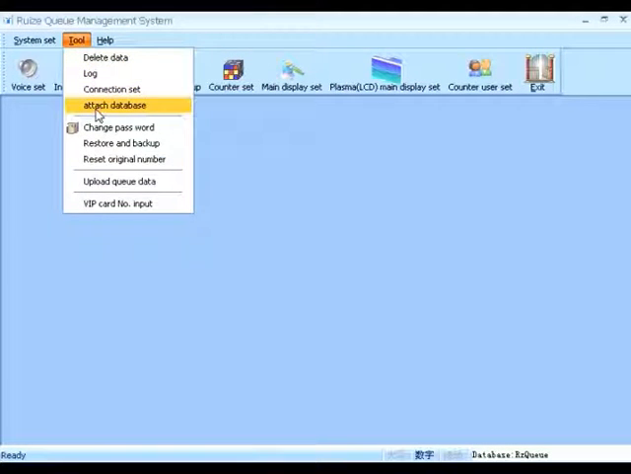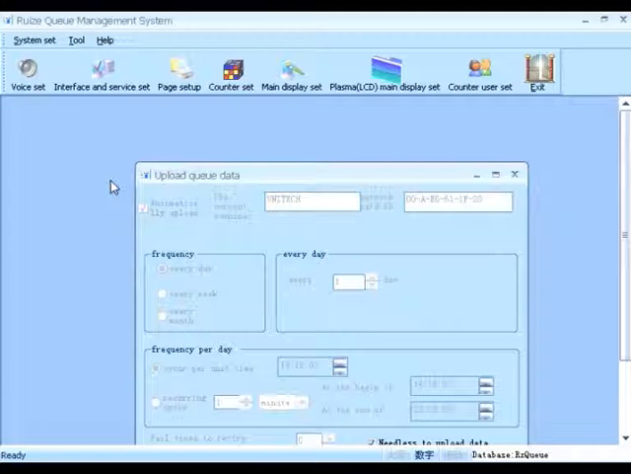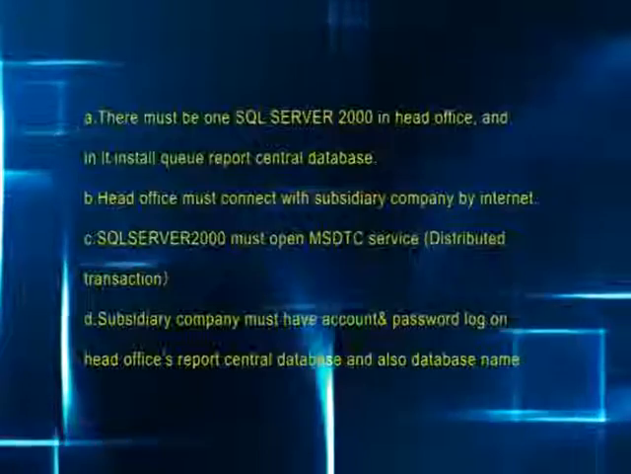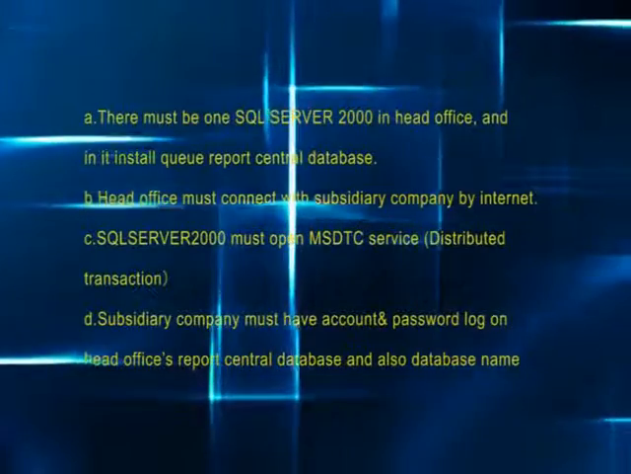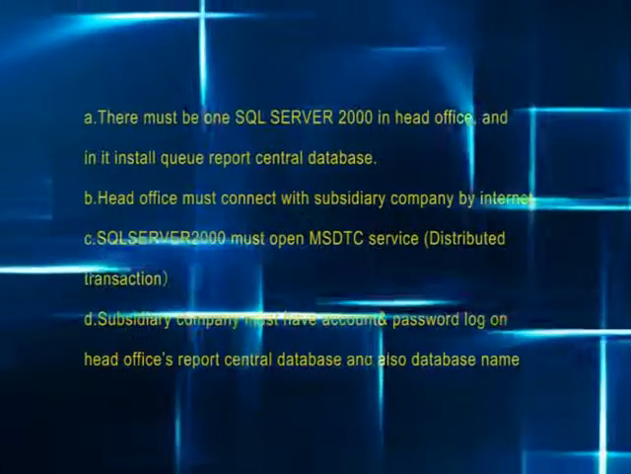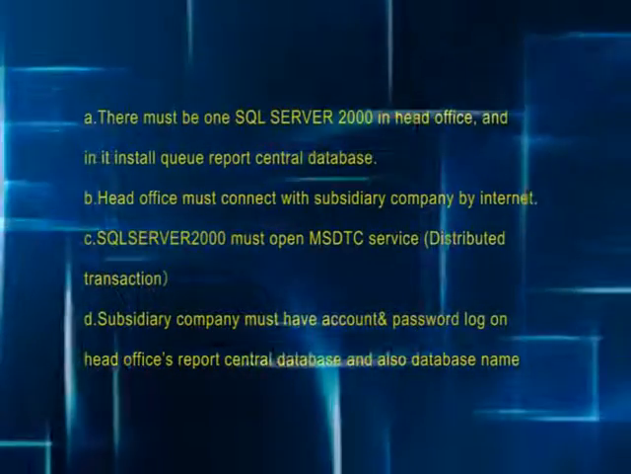Upload queue data. In order to let the head office view and analyze queue data from a subsidiary company, you must use this function, and the following conditions are necessary. A. There must be one SQL Server 2000 in the head office, and in it the store queue report central database.